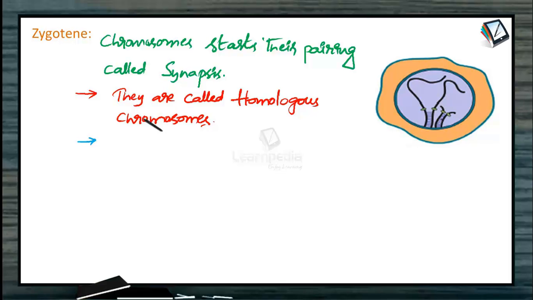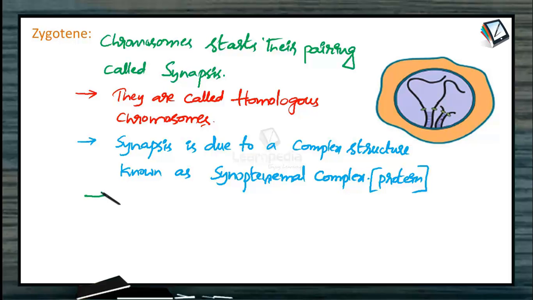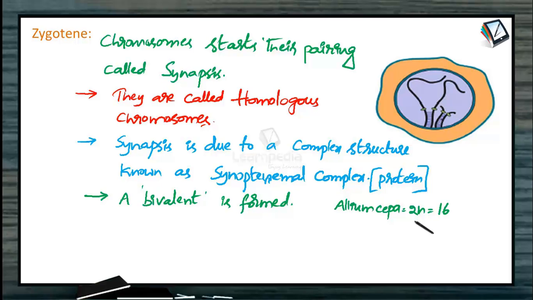This pairing of homologous chromosomes, that is synapsis, is due to a complex structure known as the synaptonemal complex. This synaptonemal complex is a special type of protein. It works in a zip-like fashion. As a result of synapsis, a bivalent is formed. That means, suppose in the onion plant, Allium cepa, the diploid cell contains 16 chromosomes. Here 16 chromosomes are fused to form 8 bivalents. That means 8 pairs.